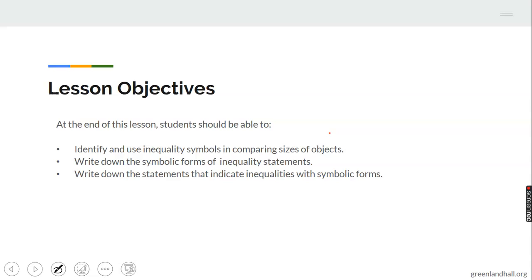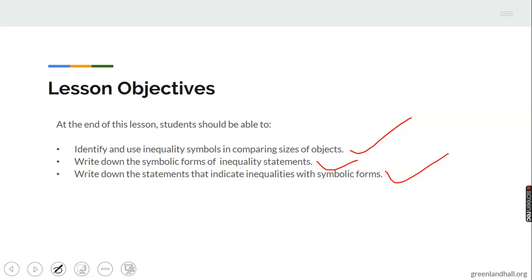At the end of this lesson, we must be able to identify and use linear inequality symbols in comparing sizes of objects. Must be able to write down the symbolic forms of inequality statements. Must be able to write down the statements that indicate inequalities with symbolic forms.